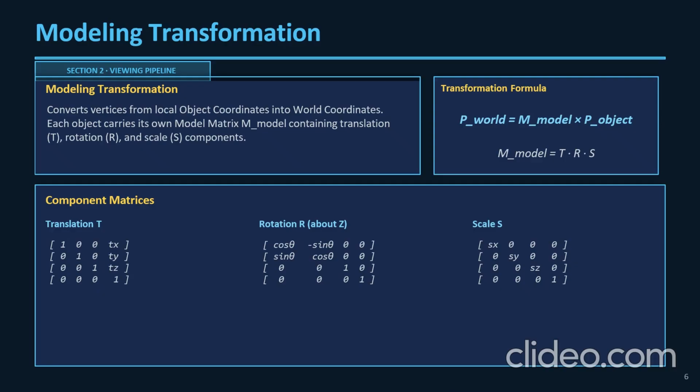Now let's discuss modeling transformation. Modeling transformation converts an object's local coordinates into world coordinates. This is achieved using translation, rotation, and scaling operations. Each object has its own model matrix, which determines its position, orientation, and size within the virtual world before it is viewed by the camera.